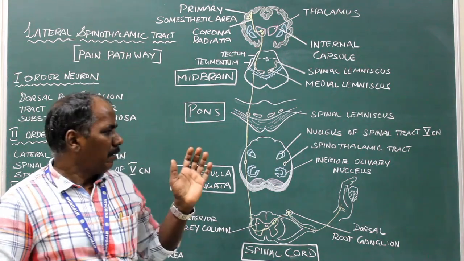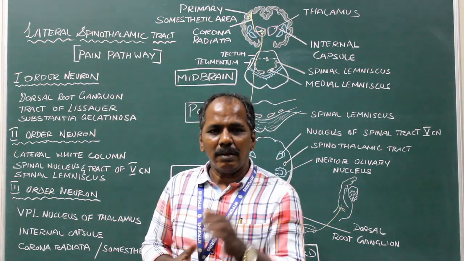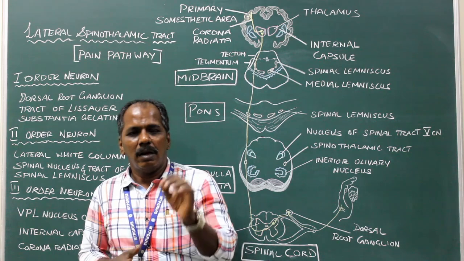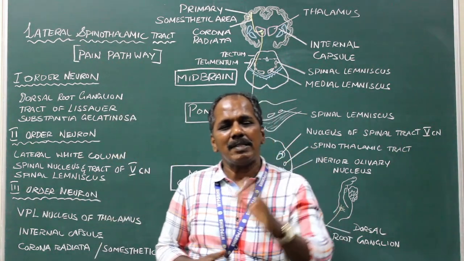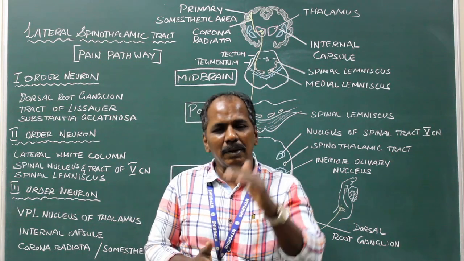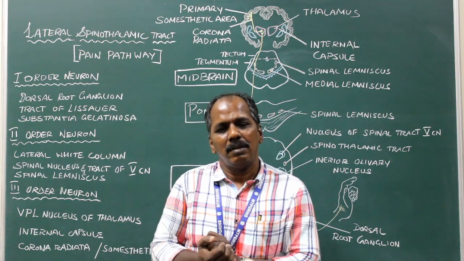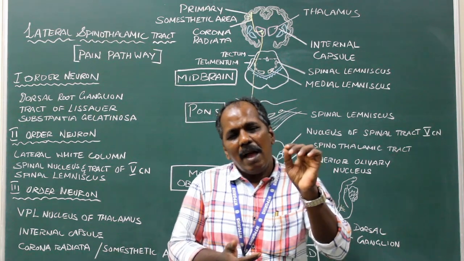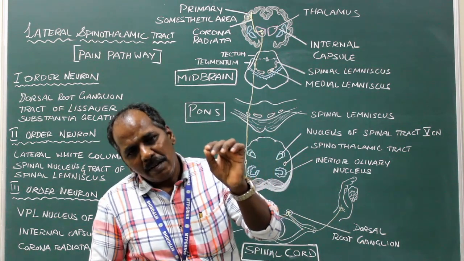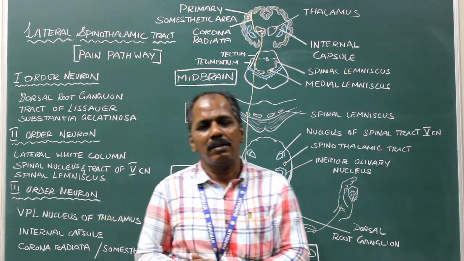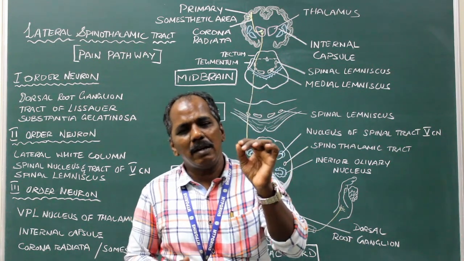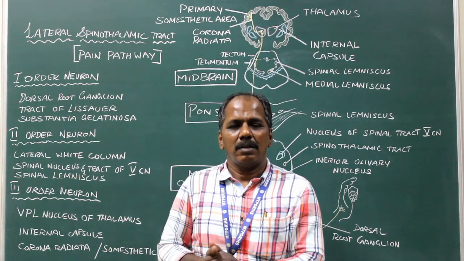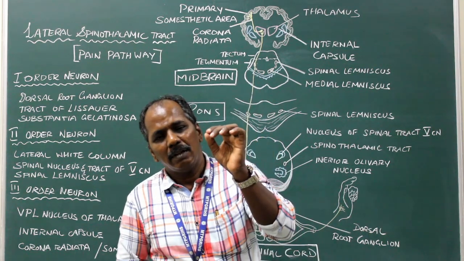Damage to the lateral spinothalamic tract causes loss of pain and temperature sensations below the level of lesion. Damage to the ventral spinothalamic tract causes loss of pressure and crude touch below the level of lesion.